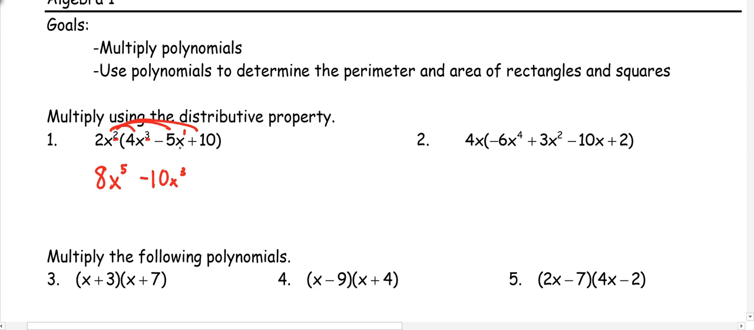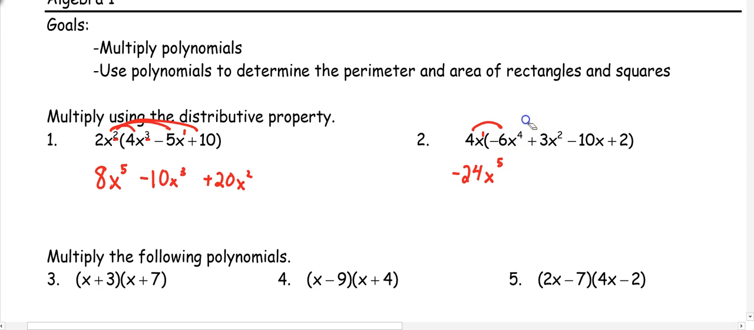And then the last one I'm just going to multiply with the 10. So I get plus 20x squared. The exponent doesn't change this time because 10 does not have a variable with it. Number two, when I distribute 4x to all four terms, 4x times negative 6x to the fourth gets us negative 24x. I'm going to add my exponents. 1 plus 4 gets us x to the fifth.